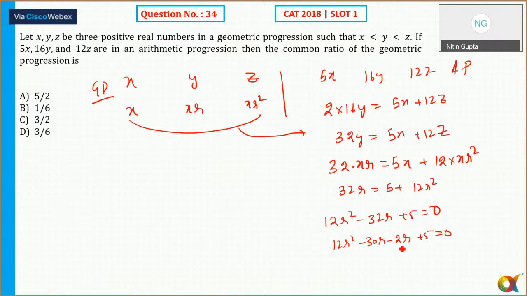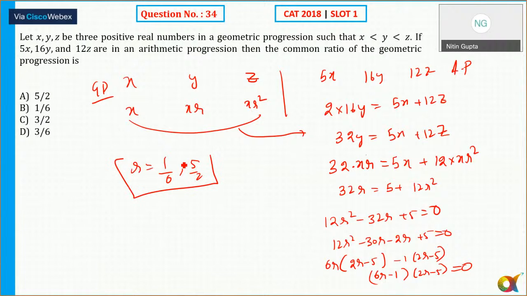So in any case, you'll get two values of r. Yes or no? And these are three positive real numbers that you need to keep in mind. So this factorizes as 6r minus 1 into 2r minus 5 equal to 0, which means r is equal to 1 by 6 or 5 by 2.